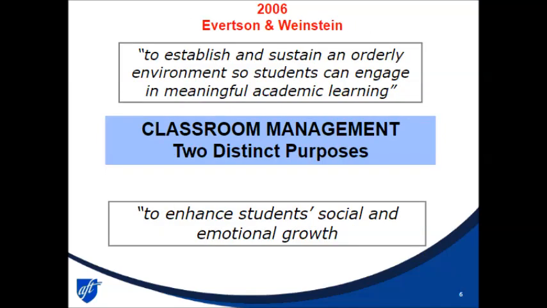Now we have an even more recent definition of classroom management that really shows two distinct purposes. It was revised in 2006. Again, Evertson is the lead researcher and is joined with Weinstein. And that definition now is to establish and sustain an orderly environment so students can engage in meaningful academic learning. And the second purpose, to enhance students' social and emotional growth. As you can see, it's still proactive and now includes establishing an environment to promote other types of growth as well. In looking at these two purposes, we can see how important rules and procedures are in achieving effective classroom management.